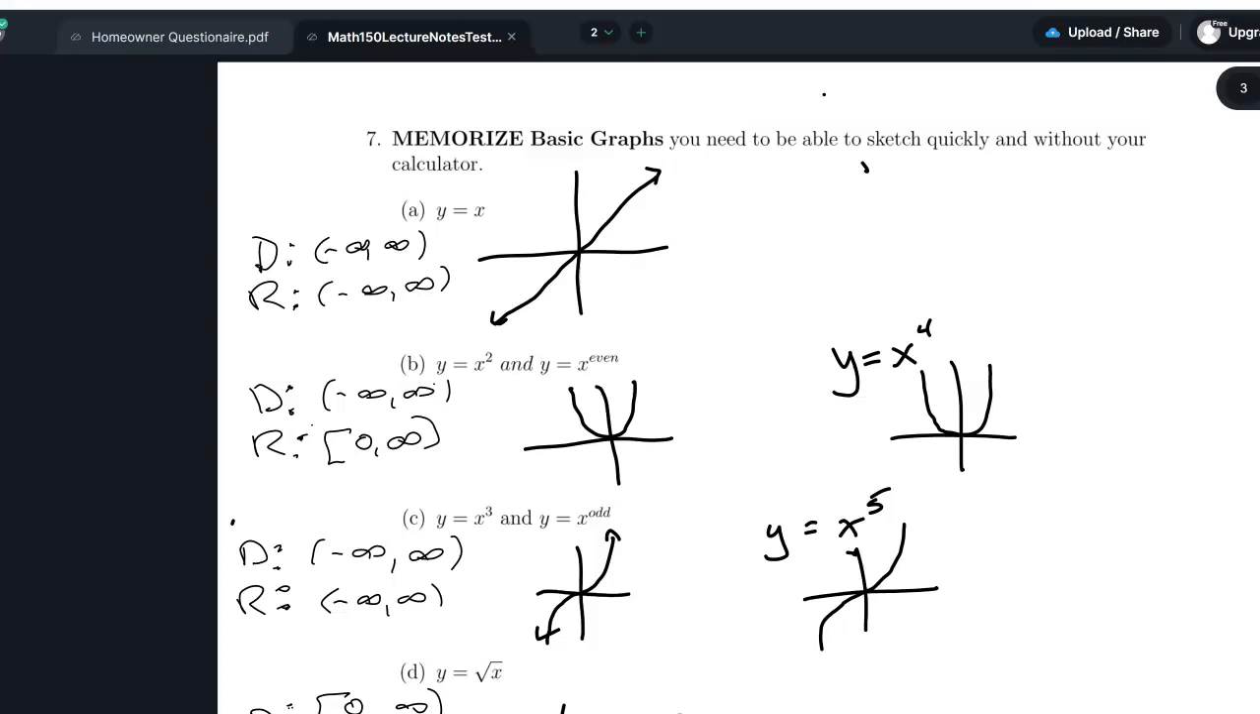Okay, basic graphs. So when you have a memory quiz covering basic graphs, these are the graphs that I'm talking about. All right, and we'll talk more about memory quizzes. Okay, so y equals x looks like a line, slope 1. And I want to start getting you into the language of domain and range.